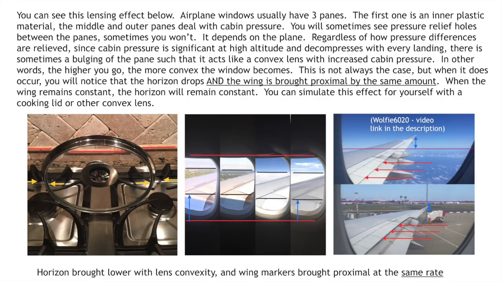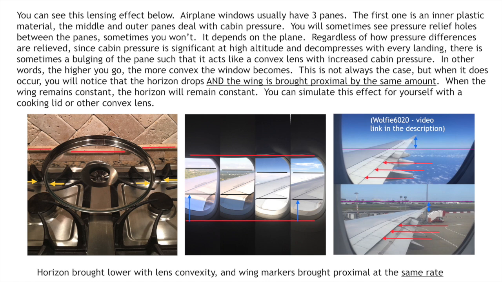So again, this is that lensing effect I'm talking about. Airplane windows usually have three panes. The first one is an inner plastic material. The middle and outer panes deal with the cabin pressure. That inner pane is just a protective layer. So you'll sometimes see pressure relief holes between the panes. Sometimes you won't. It depends on the plane.